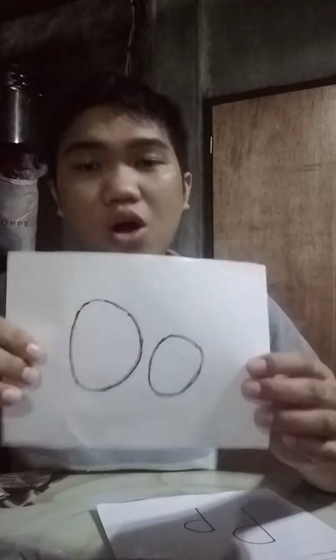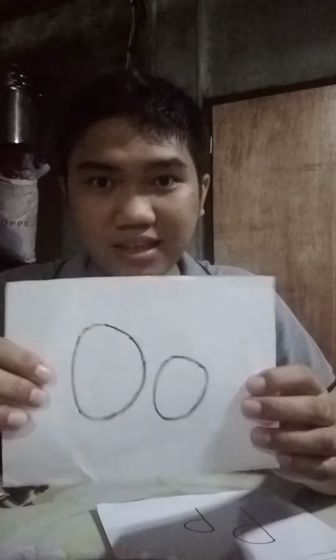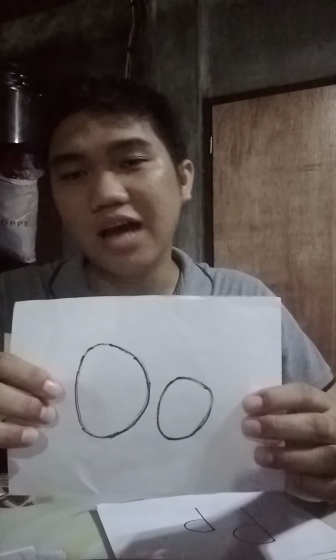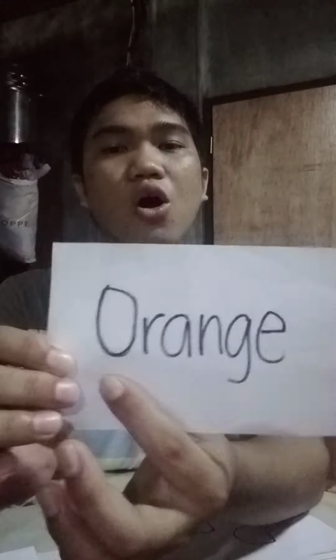Next, this is a vowel, the letter O. The sound of this letter is O. A, E, I, O, U. The word that begins with letter O is the word orange.